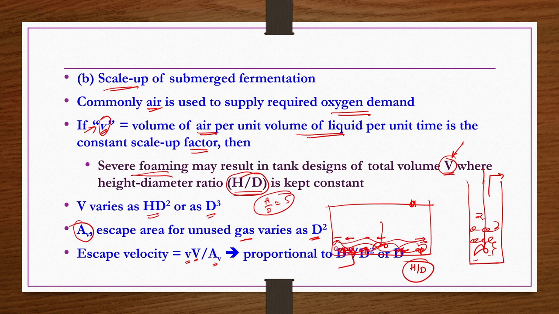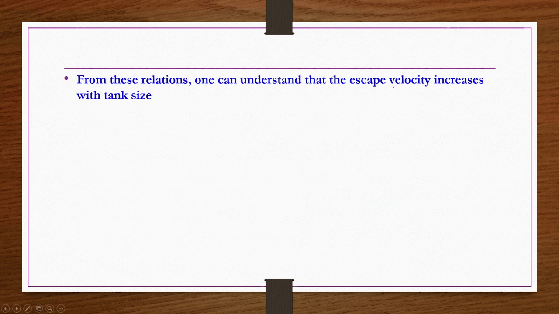So when you calculate this, what can you understand? It is proportional to D cube by D square, or D. That means one can understand that the escape velocity increases with the tank size. So you cannot afford to have a very large escape velocity as well, because if you increase the escape velocity, then the tank size will increase. If the tank size increases, your capital cost will increase, and later on operating and managing problems would also be there.